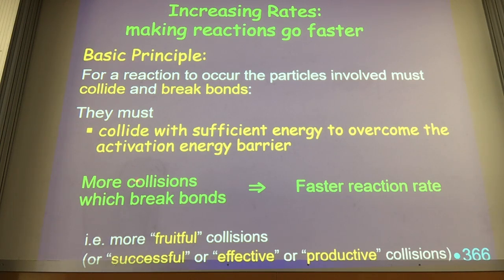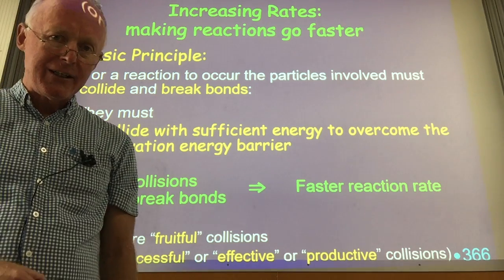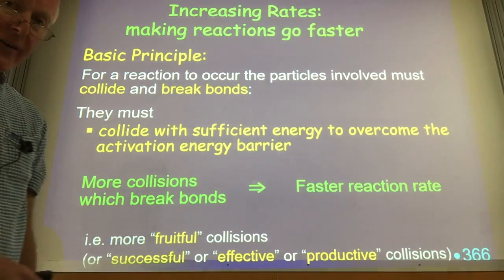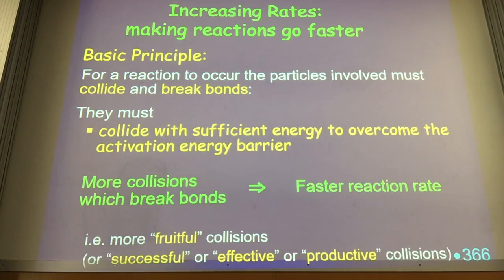Now, you can't just talk about more collisions because it's the quality of the collisions which has to improve as well. So it's got to be more collisions which break bonds, more fruitful collisions, successful, effective, productive, some way of talking about those collisions which have got enough energy to break bonds in the reactant molecules. Sufficient energy to overcome the activation energy barrier. That's a key phrase that you'll be writing out a few times.